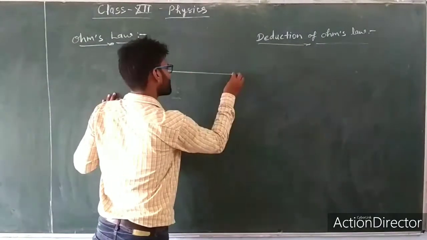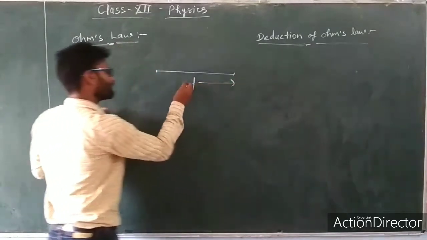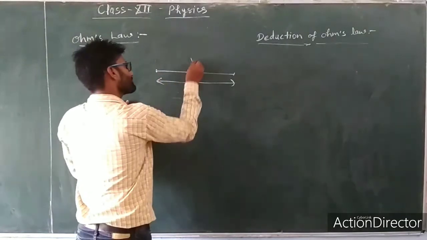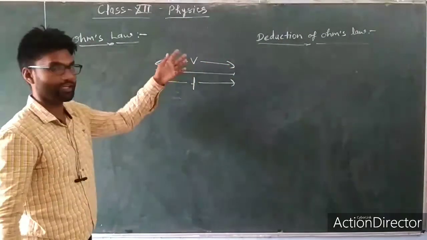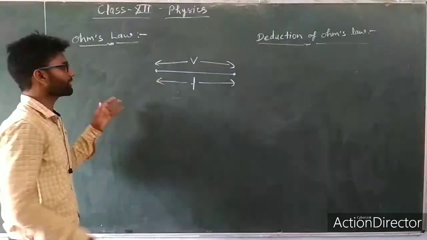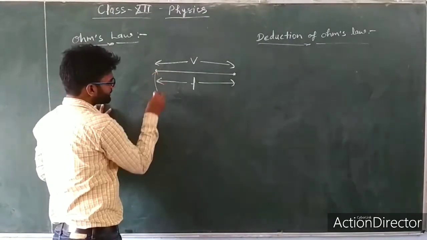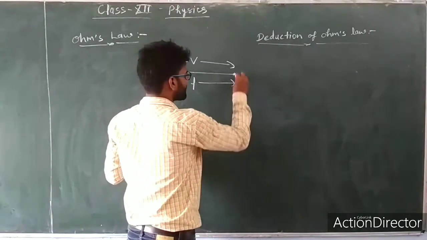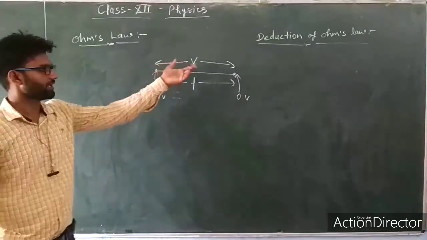Let us consider a wire of length L, having potential difference across its terminals V. How is the difference V? Let us say at this particular point the potential is 10 volts and at the other end the potential is 0 volt. So the difference is 10 volts.